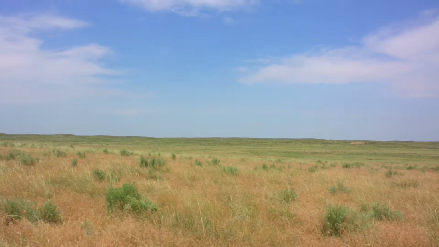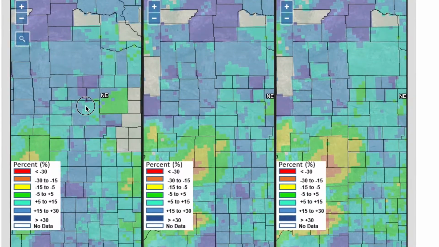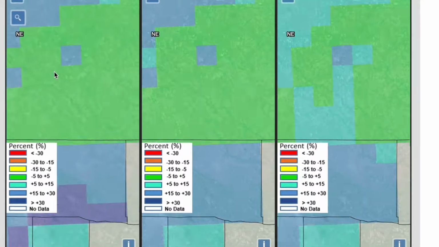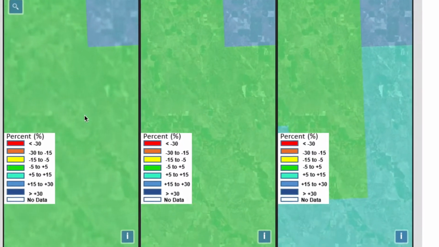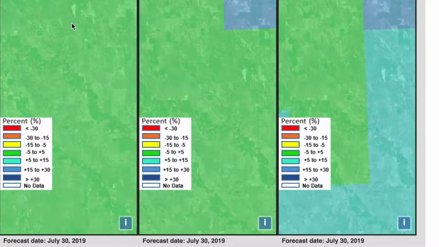GrassCast combines almost 40 years of historical weather and vegetation clippings data with seasonal precipitation forecasts for the upcoming growing season. With GrassCast, users can zoom in on an area that's roughly 6 by 6 square miles in size to see if it is likely to produce higher, lower, or normal amounts of vegetation compared to its 38-year average.